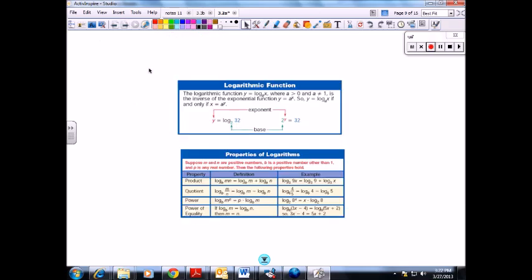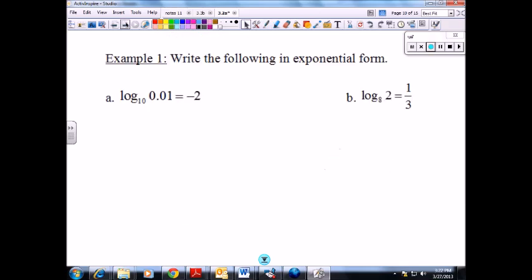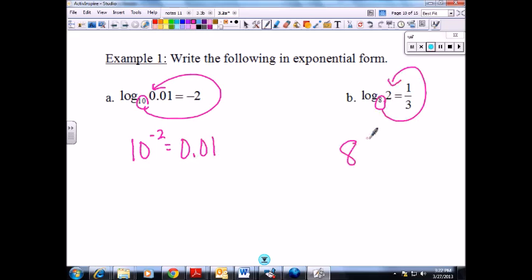Here's just going over my properties of logs again. It says write the following in exponential form. That's where I just whoop around. It'd be 10 to the negative 2 equals 0.01. And then whoopsh, 8 to the 1/3 equals 2.